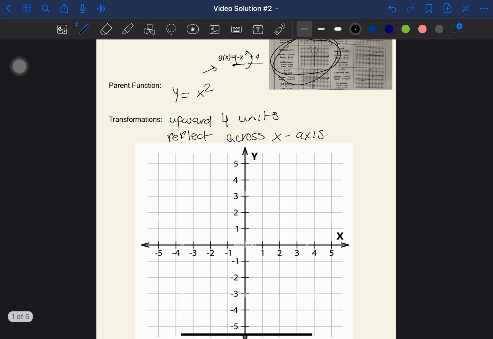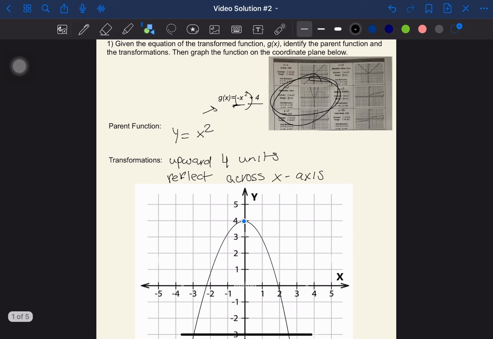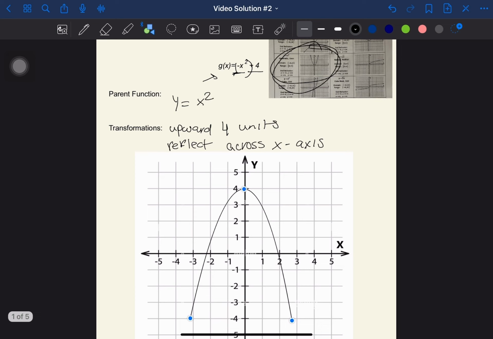So our g of x equation would look like this. So it is basically this parent function, except instead of at the 0, 0 mark, it moves up 4 and is reflected on the x-axis.